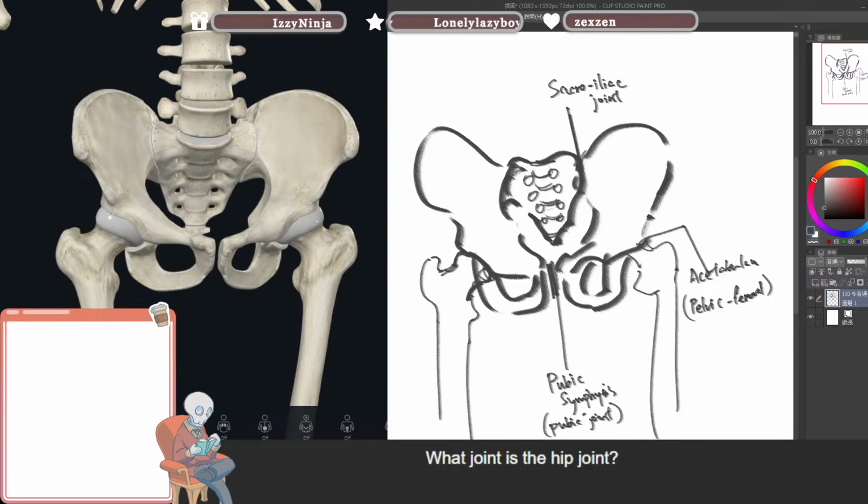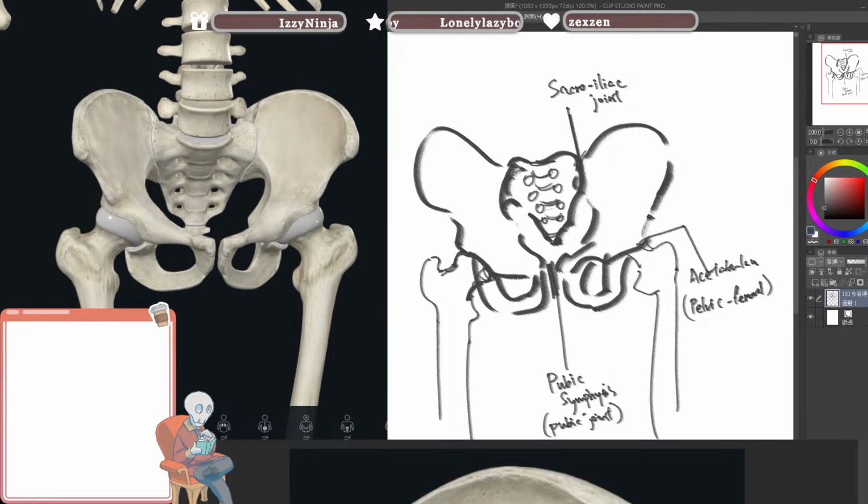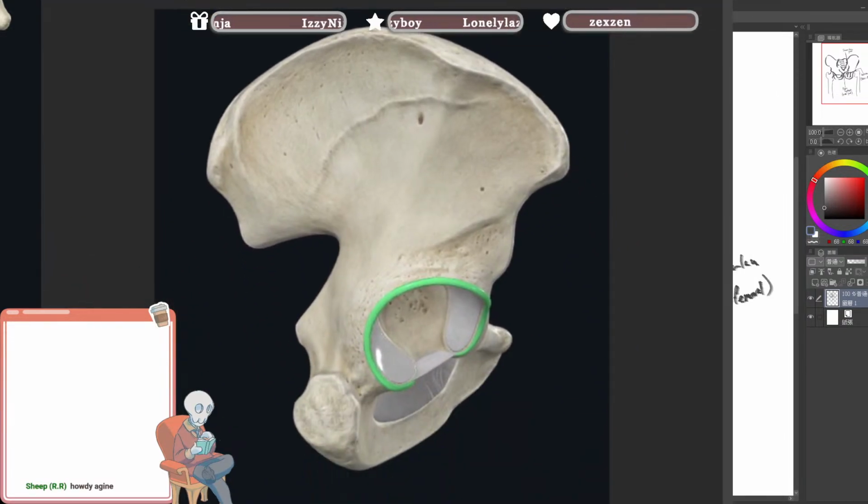Okay. Let's see. What joint is the hip joint? The hip joint is... Oh, it's already here. It's the pelvic femoral or the acetabulum joint, or the hip joint. There you go. Acetabulum, femur. Easy.